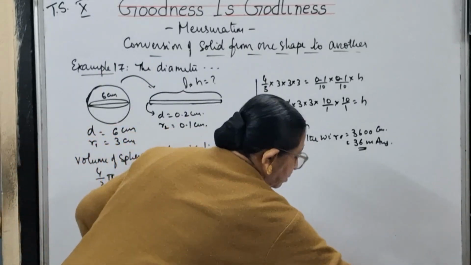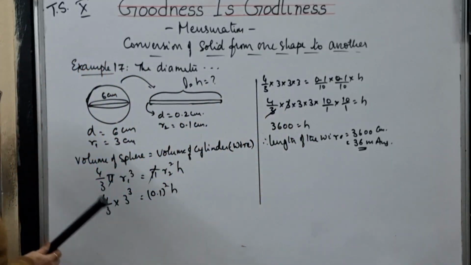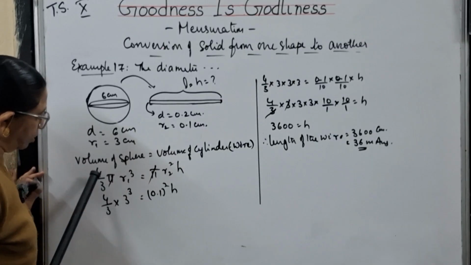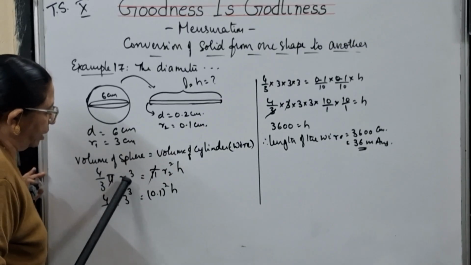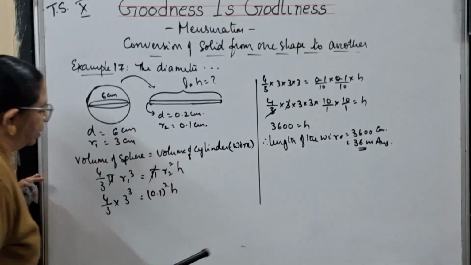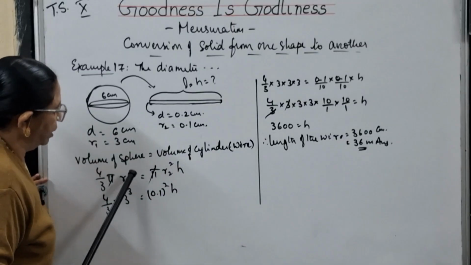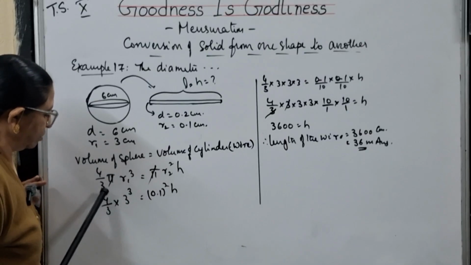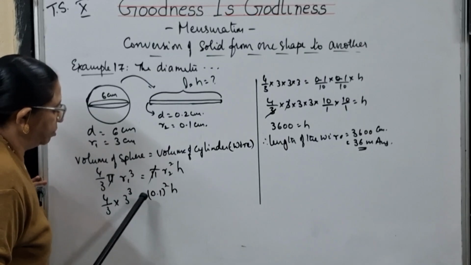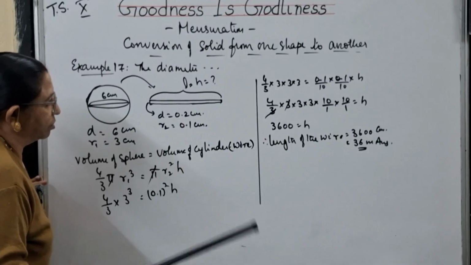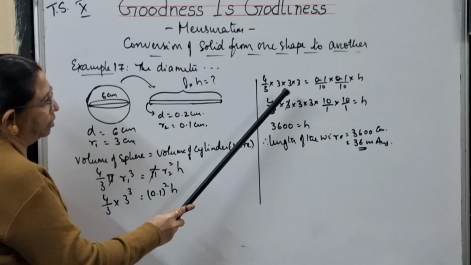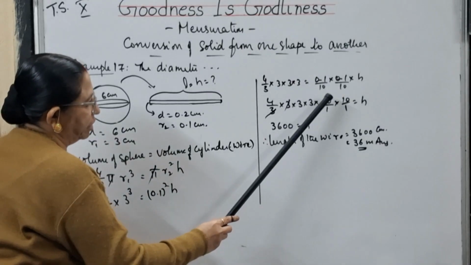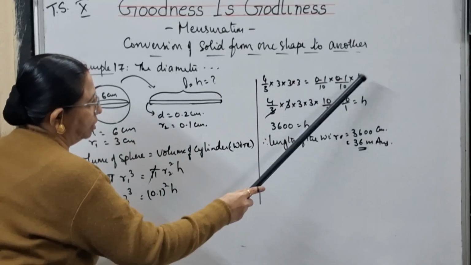Which it is converted. So volume of the sphere is nothing but 4 by 3 pi r cube. Here I took r1. Already I have explained why I have taken r1 and r2. 4 by 3 r1 cube is equal to pi r2 square h. Pi and pi will get cancelled. 4 by 3 into 3 cube is equal to 0.1 whole square. So here 4 by 3 into 3 into 3 into 3; I have converted 0.1 to 1 by 10. Here also 0.1 means 1 by 10, into h.